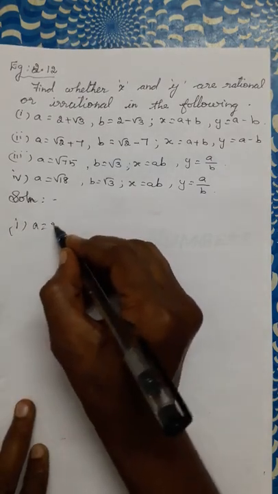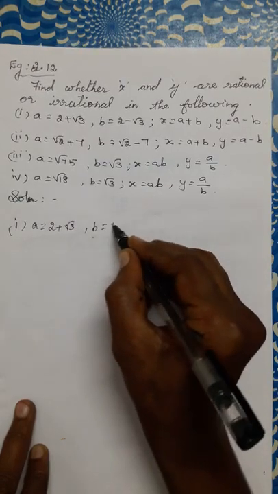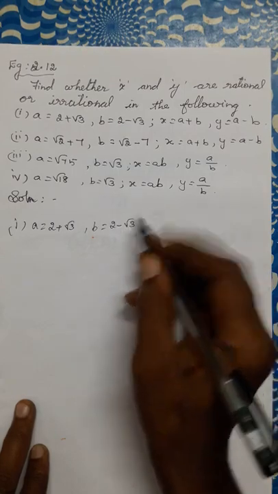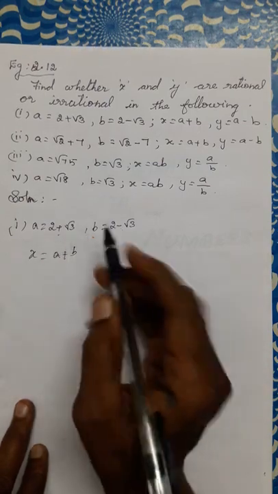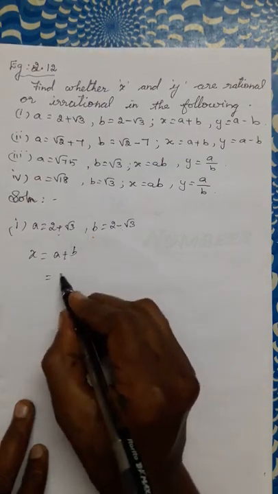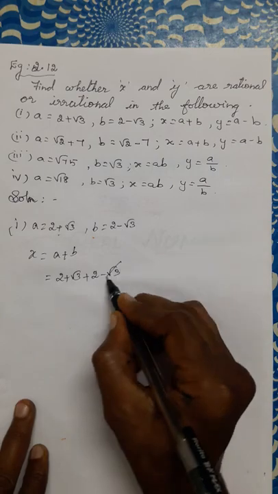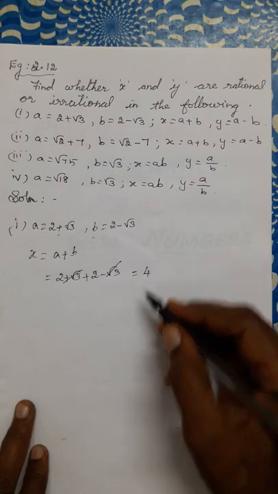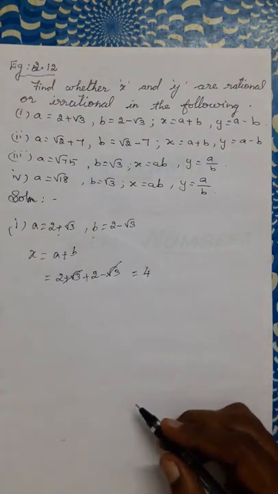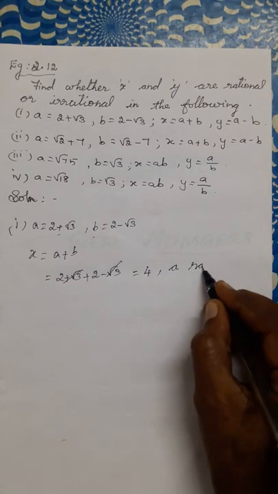A is equal to 2 plus root 3. B is equal to 2 minus root 3. First, x is equal to a plus b. Add a and b. When we are adding, what will we get? Yeah, 2 plus root 3 plus 2 minus root 3. Plus root 3 and minus root 3 will cancel. 4. We are getting the number 4. Whether 4 is a rational or irrational number? 4 is a rational number.